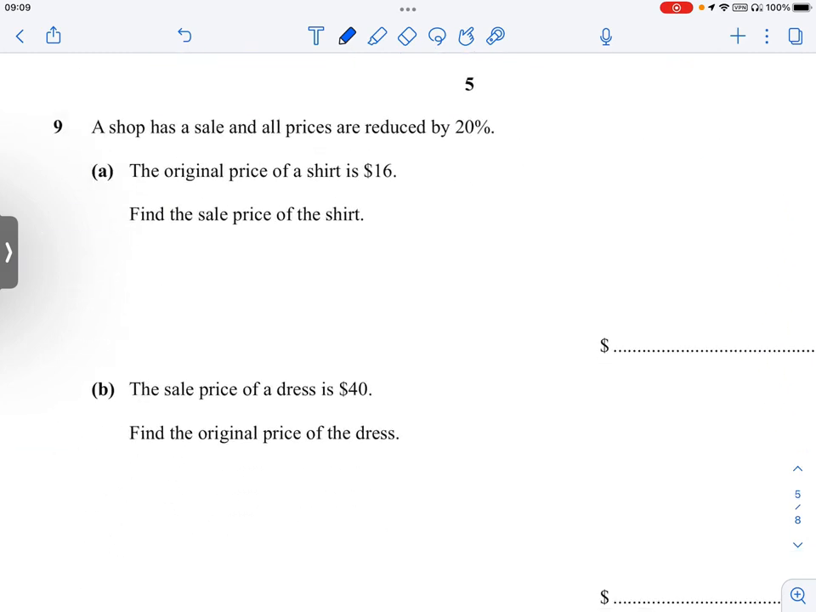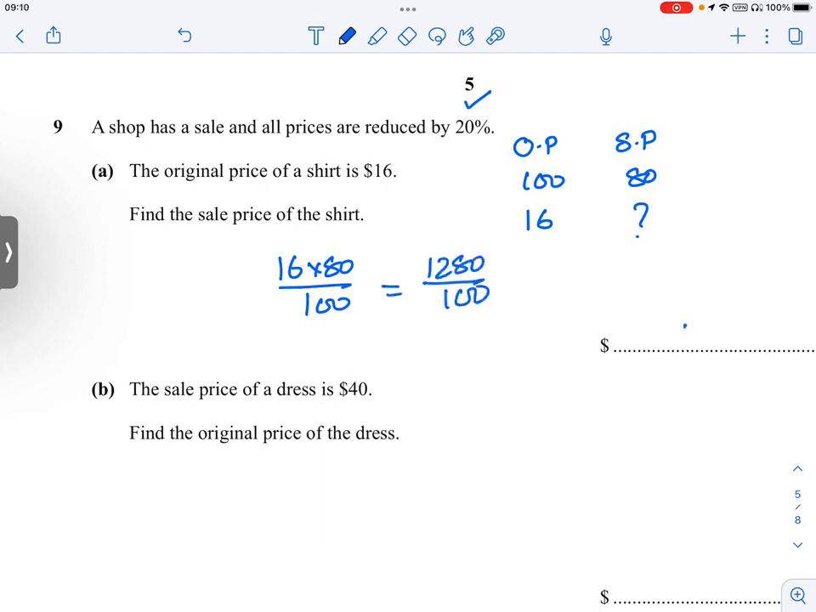Question number 9. The shop has a sale and all prices are reduced by 20%. So original price and sale price. OP means original price, SP means sale price. If original price is 100, it is reduced by 20%, so the sale price will be 80. Now original price is 16. What is going to be the sale price? 80 times 16 divided by 100. Simplify that. It should be equal to 1280 divided by 100, which is 12.80.